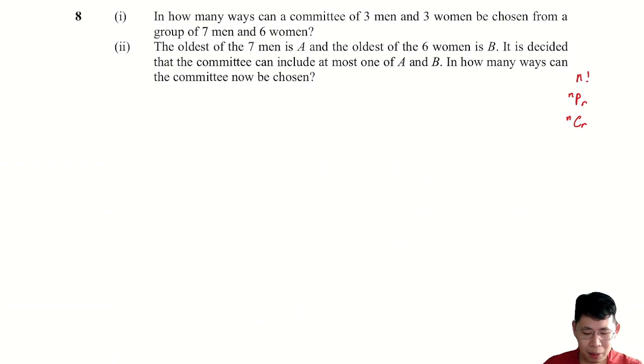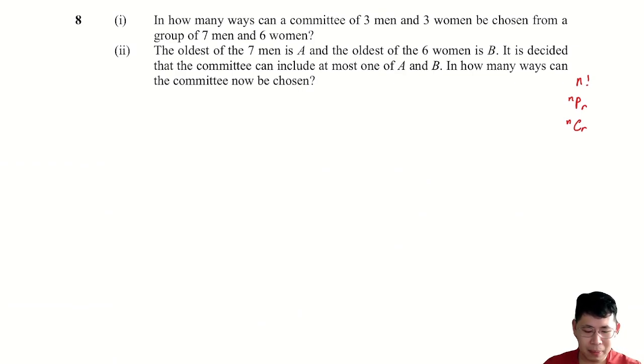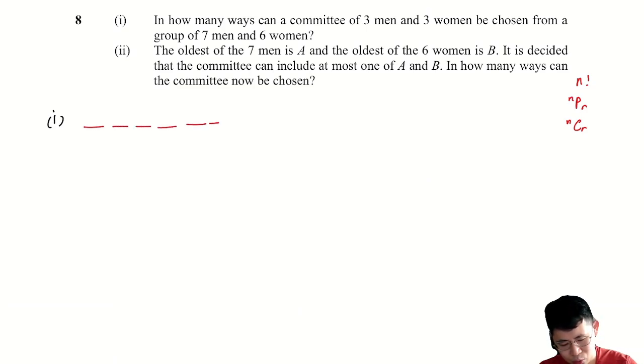In how many ways can a committee of 3 men and 3 women be chosen from a group of 7 men and 6 women? In part 1, we have a committee of 3 men and 3 women. 1 2 3, 1 2 3. So this must be all the 3 men, and this must be all the 3 women.